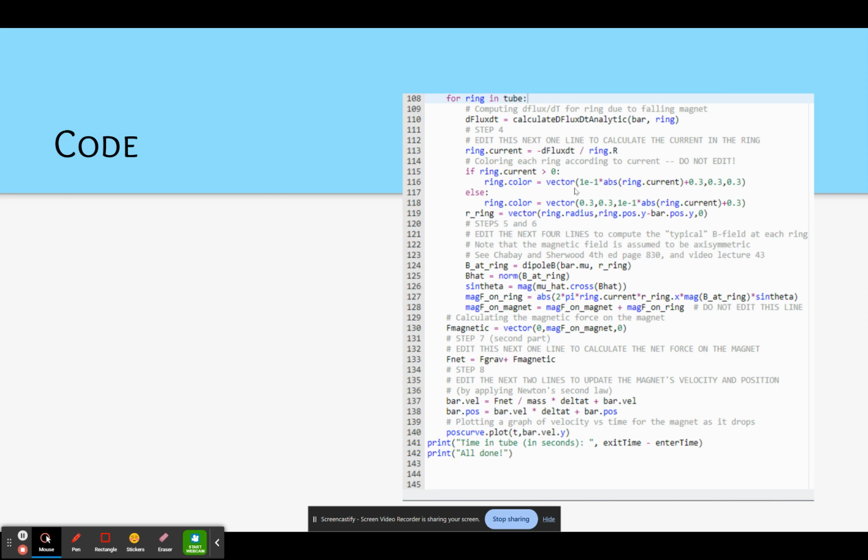And once we calculate the flux, we're able to calculate the current of the ring, which is, of course, the negative change in flux over the resistivity of the ring. And since we are assuming that the only forces acting on this are the gravitational force and the magnetic force, we assume that this is F net. By using all of that, we can find the velocity of the bar and the position of the bar, which gets plugged into the original equation to make sure that the magnet is still moving through the aluminum foil here.